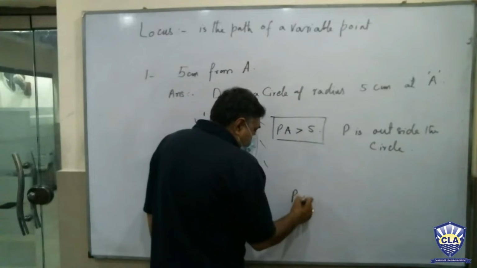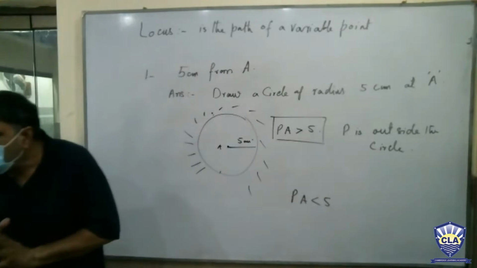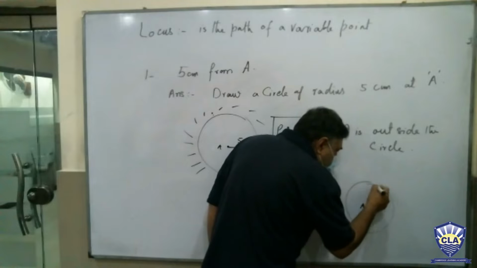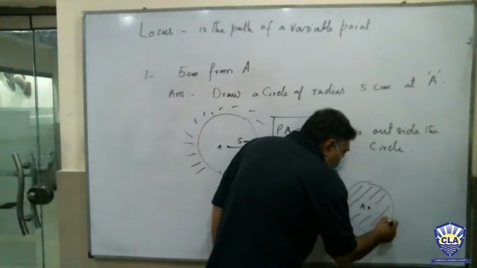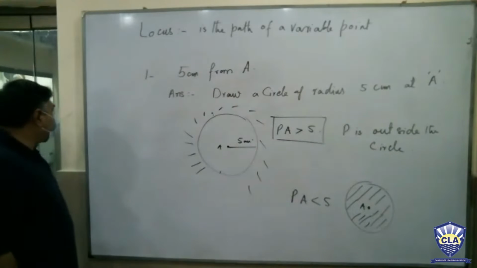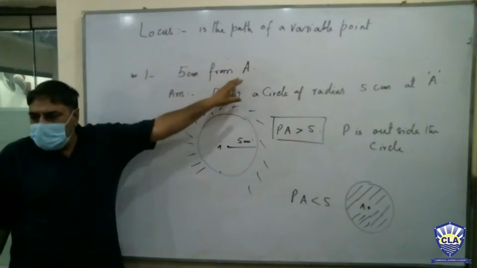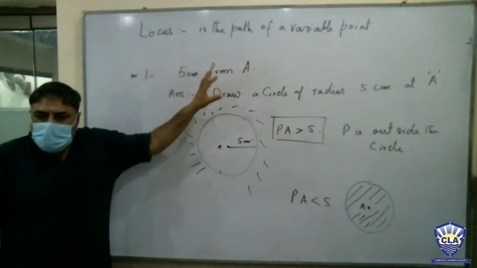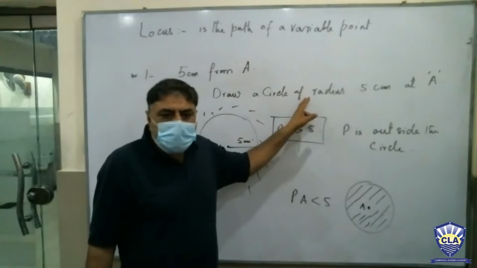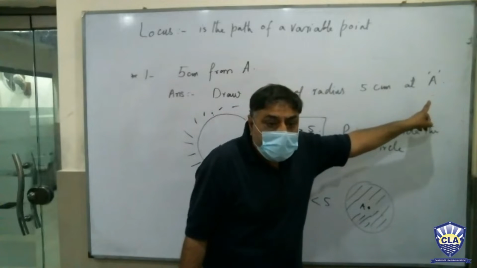If we say PA is less than 5, it means that point P lies inside the circle, anywhere. Important one is this. Number one, when he says 5 centimeter from A, what you have to do? Open the compass, measure the compass with the 5 centimeter, then draw a circle of radius 5 centimeter with center A. Okay?